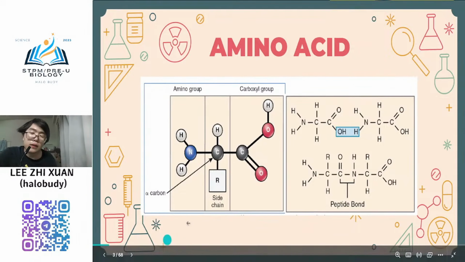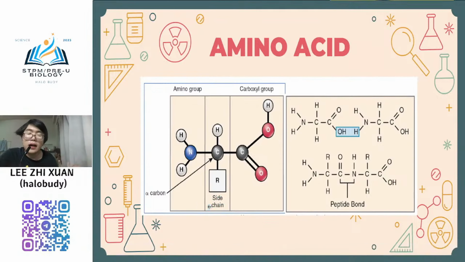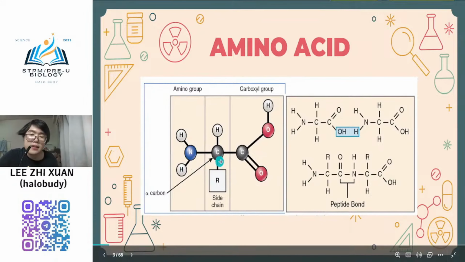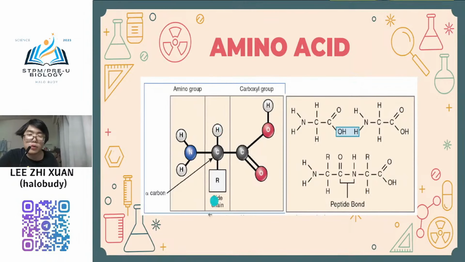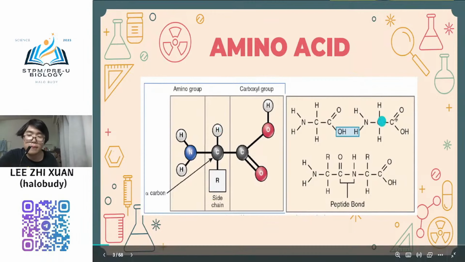So that means there are 20 different R groups. Okay, so this basic structure, you must know it. You need to know how to draw it: COOH, NH2, the H at the bottom, and also the R group here.